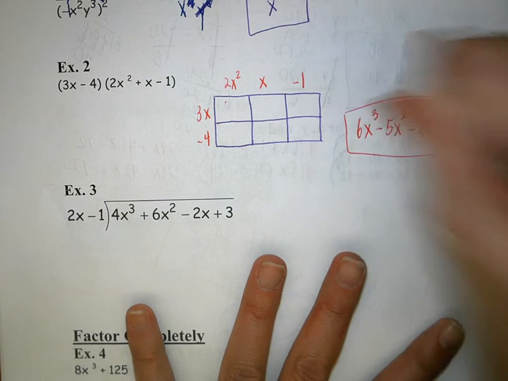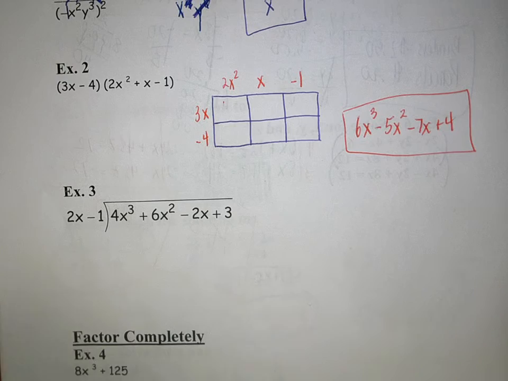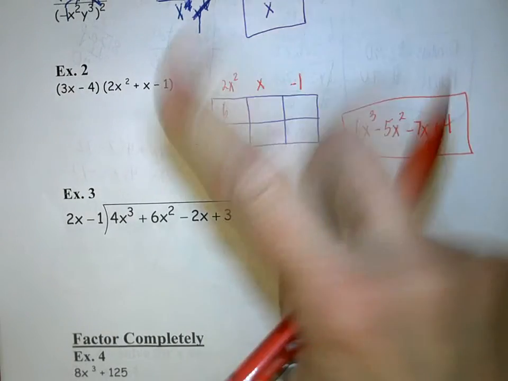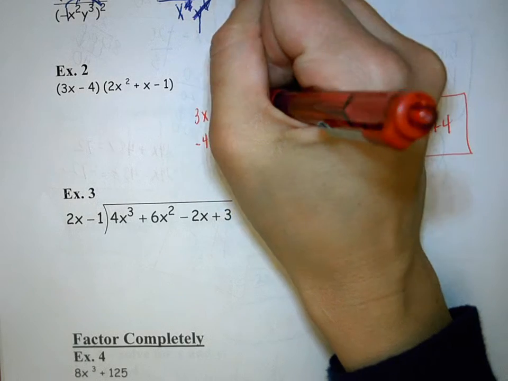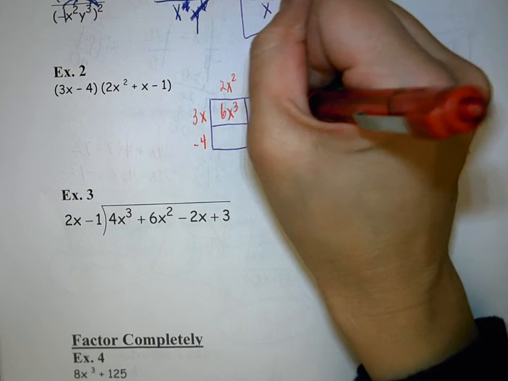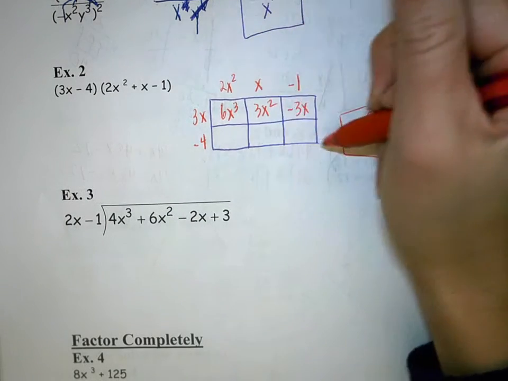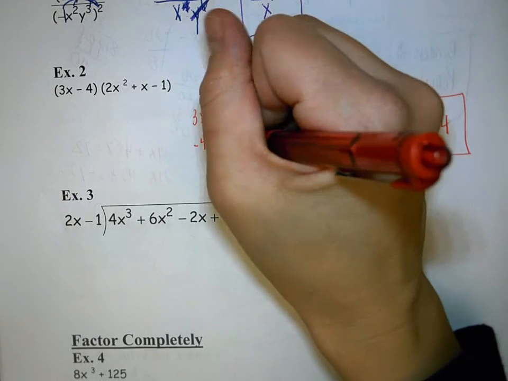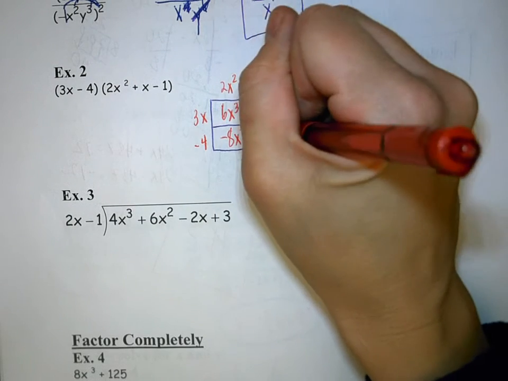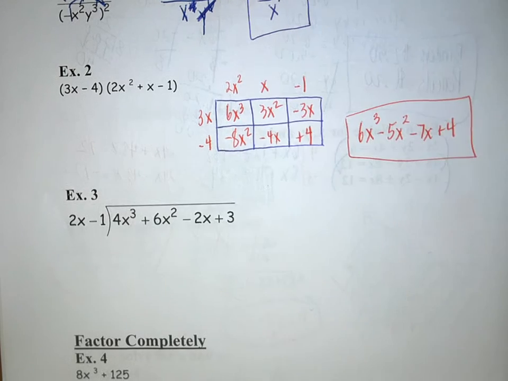If you want to check your answer. Good. That's the goal. So in this box, 3 times 2 is 6, and x squared will make x to the third power. 3x times x makes 3x squared. 3x times negative 1 is negative 3x. Going to the bottom, we have negative 4 times 2x, which is negative 8x squared. Negative 4 times x is negative 4x. And negative 4 times negative 1 is a positive 4.